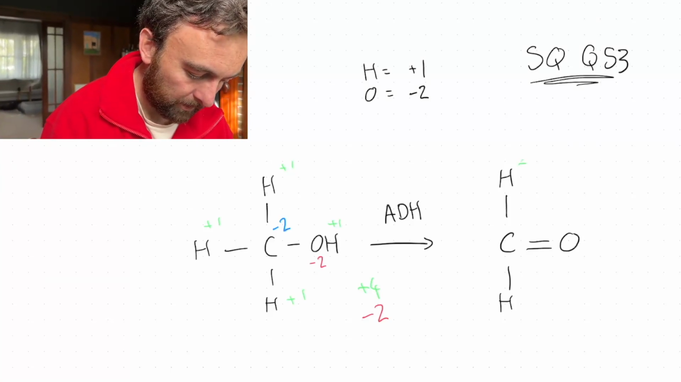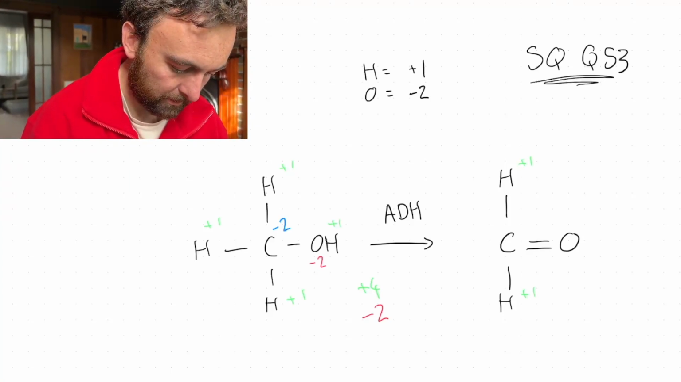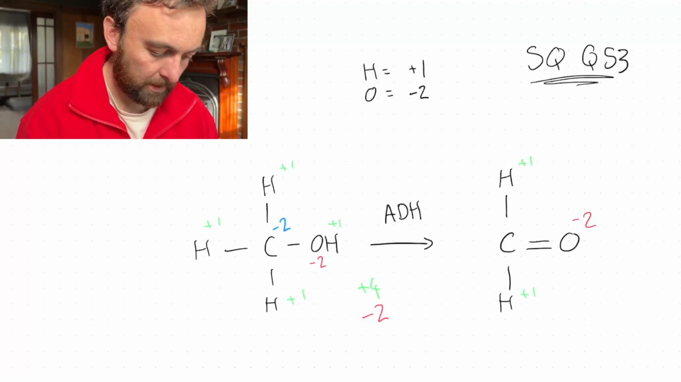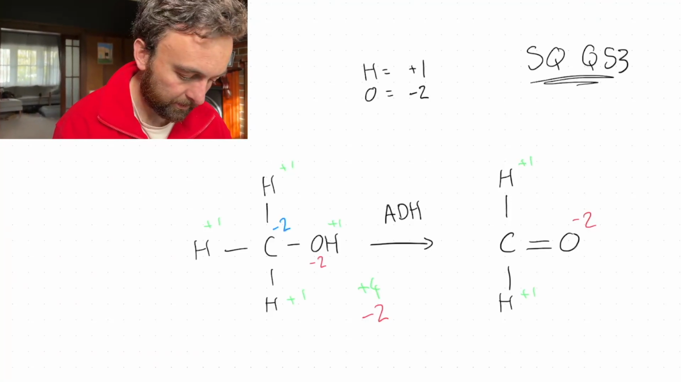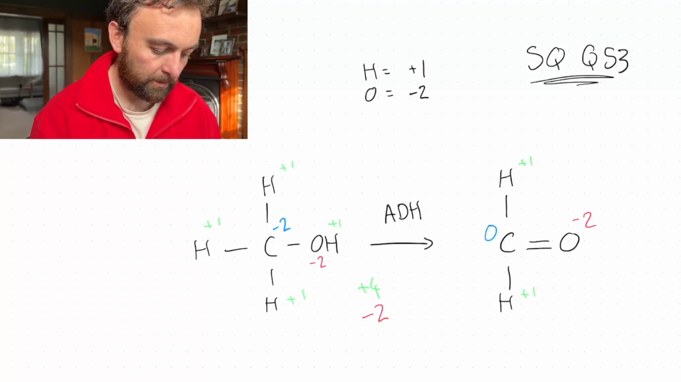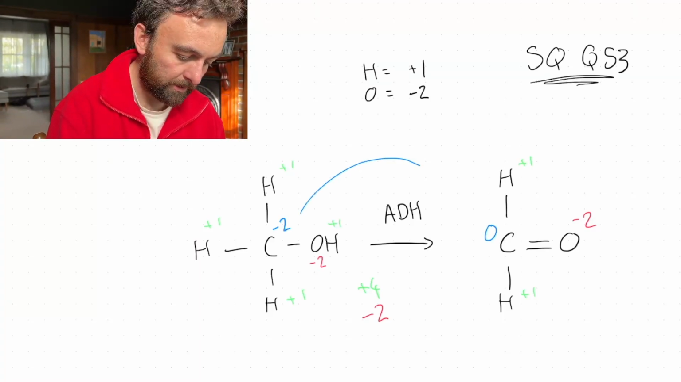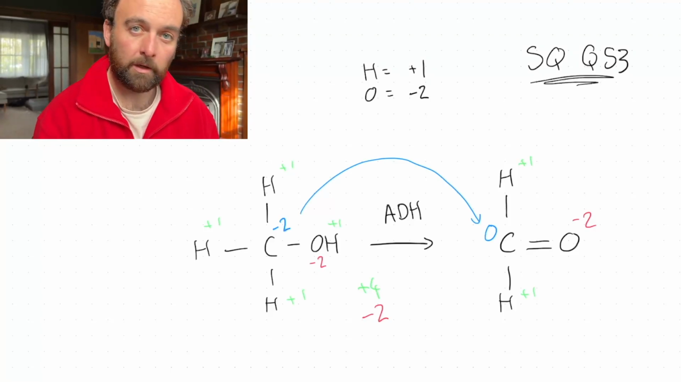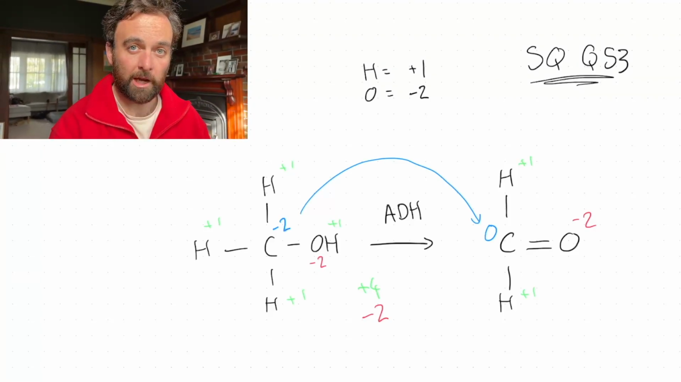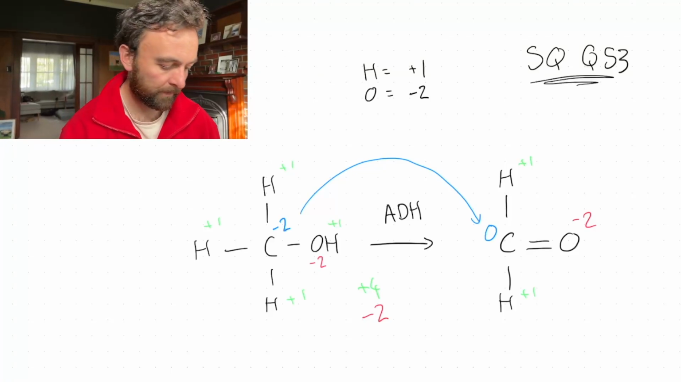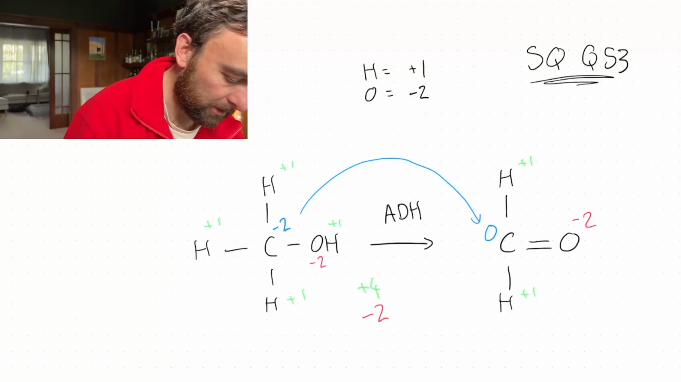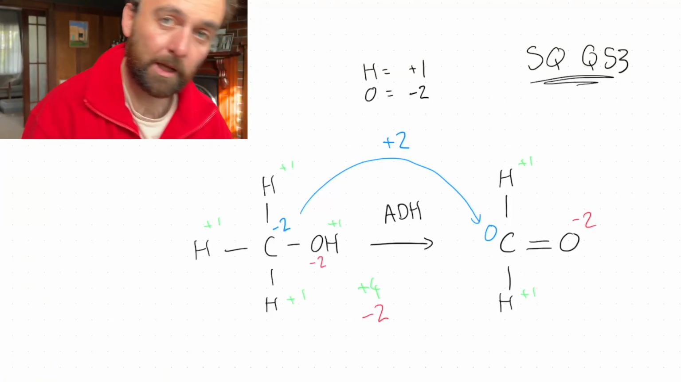So again, we have +1, +1, and -2. And now we can see that we have 2 positives and 2 negatives. So this carbon is now 0. So we've gone from -2 to 0. If there's a change in the carbons at all, it's instantly a redox reaction. Now what you can see here is we've actually increased by +2.